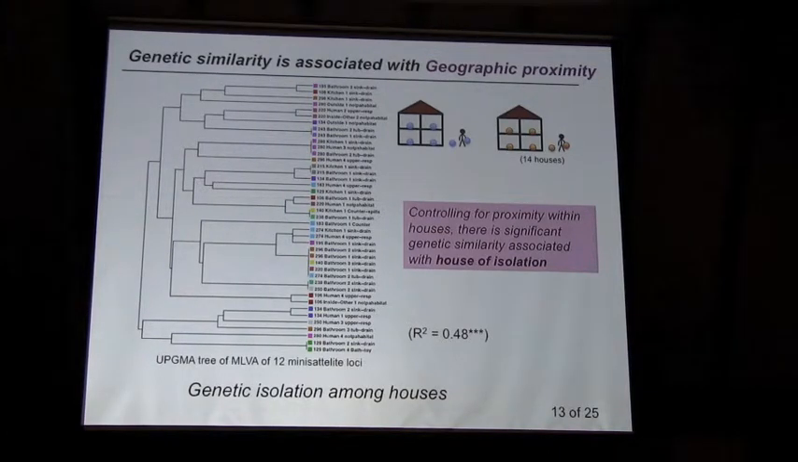What I did to look at just the house of isolation is slice the data a couple of different ways. I took samples from multiple rooms in the house, but only one sample per room. So any similarity that there is within a house has to do with being in the house, not being confined in a single room. And when I do that, we see that there's pretty good predictive power of knowing the house of isolation. So that looks like there's genetic isolation among houses. You can see that on the tree. There are places where a kitchen, a person, and a bathroom, all from one house, cluster together.